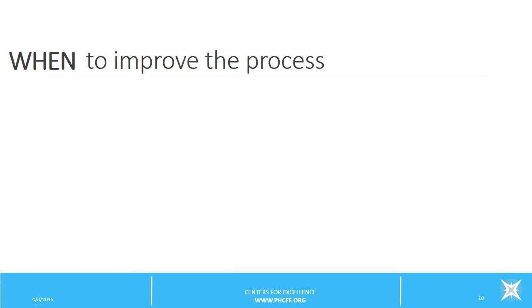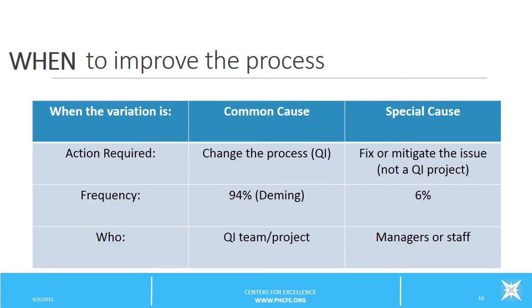Here's a simple table to help guide actions based on the types of variation that are identified. If the cause of variation is common cause, then the action to take is to change the process, shown in the middle column here. Common cause variation represents about 94% of all the variation we see in processes. The responsibility for changing the process would fall to a QI team or project.